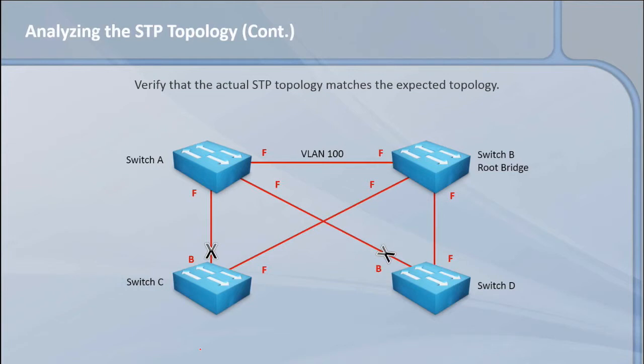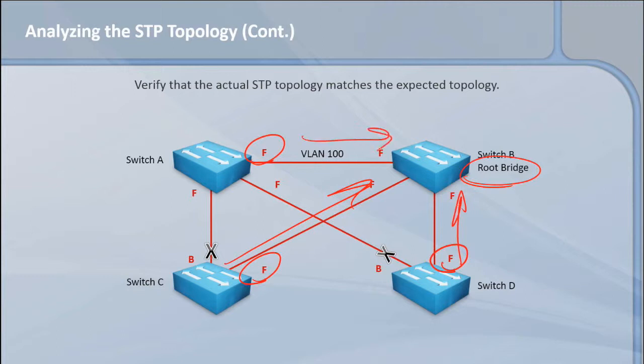So to analyze the topology, you'd look at your switches and try to figure out which of these switches is going to be the root bridge. Once we know who the root bridge is, you would expect that ports like this are in the forwarding state. They're going to have the shortest path to get to the root. And then the alternate paths are going to be in the blocking state on the far end. So it looks like that.